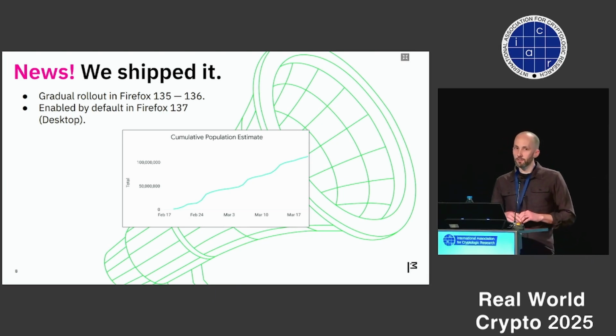In the last 2 release cycles, we've done a gradual rollout, and there are now over 100 million users checking revocation statuses with CR-Lite. And it's the default revocation checking mechanism in Firefox 137.